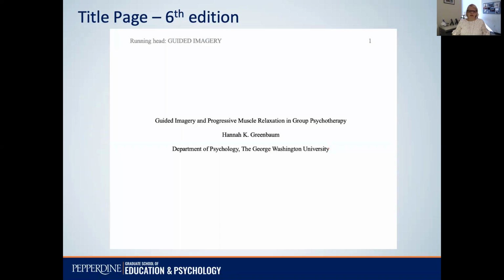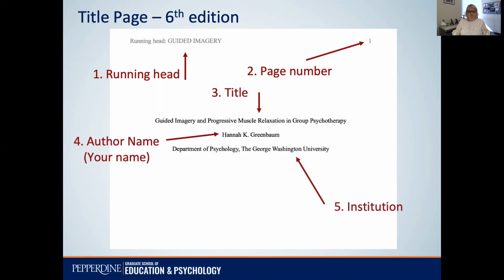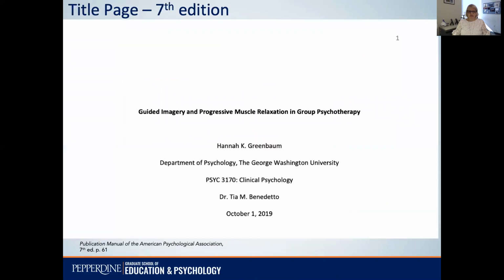So this is what a title page looks like in the 6th edition. We start out with the running head and the words running head, as well as the title in all caps. Usually it's a shortened or abbreviated title. You also have a page number, then your title, your full title of the paper, your name, and the institution. So those are generally the requirements for the 6th edition.